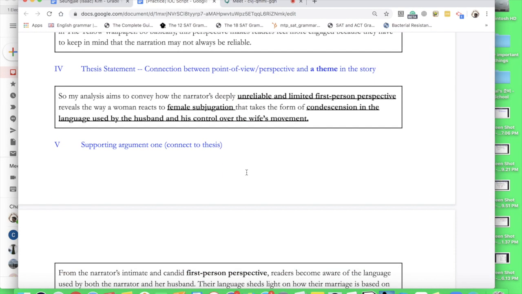And so the thesis statement would be: my analysis aims to convey how the narrative's deeply unreliable and limited first person point of view reveals how a woman reacts to female subjugation that takes the form of condescension in the language used by the husband and his control over the wife's movement.